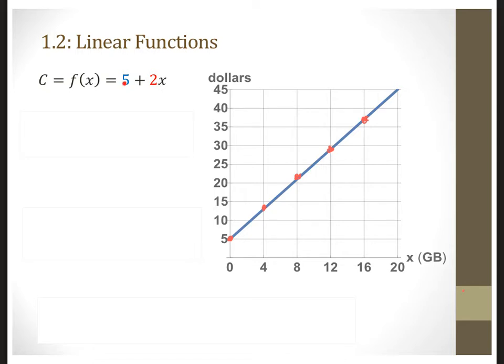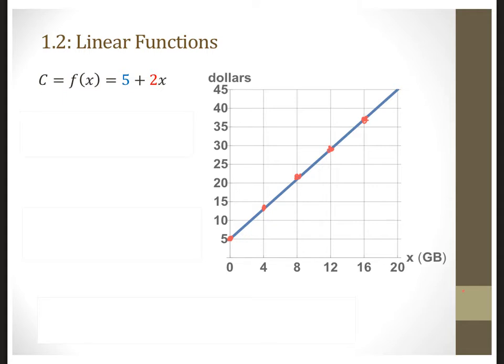So one of them is represented with this blue 5 over here. So remember, this 5 corresponded to the flat fee that you pay each month. So this is like the fixed cost that you pay. Graphically, we can see that represented over here on the vertical axis. The graph starts at when x is equal to 0, C is equal to 5.